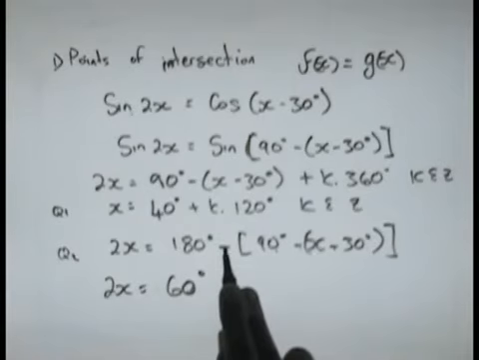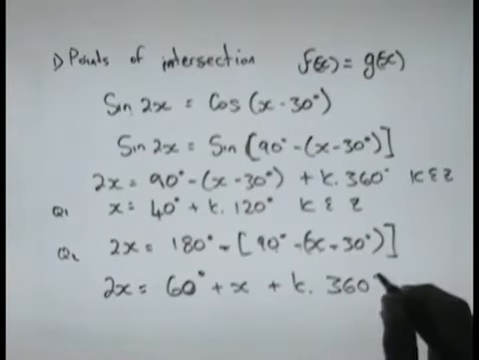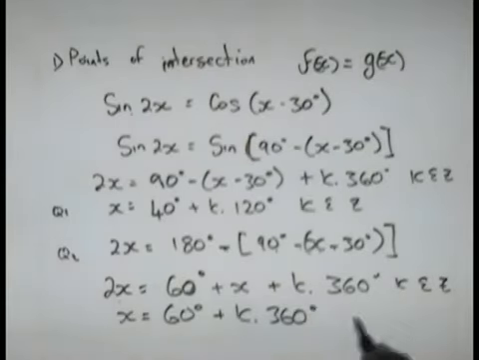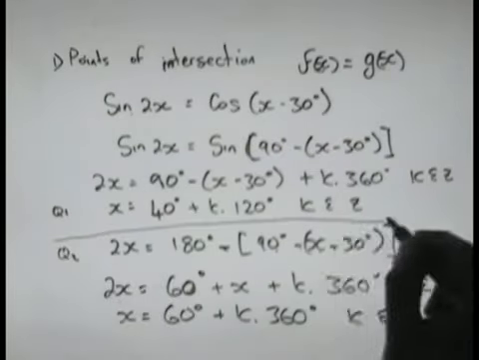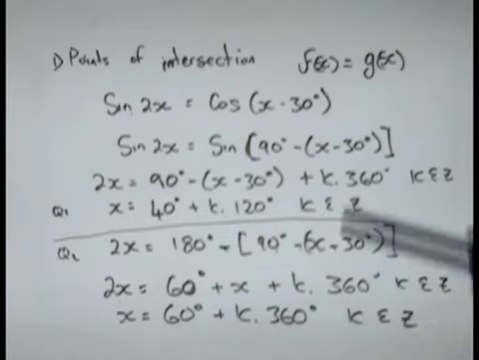Minus x times a minus is going to give me positive x, plus k times 360, again where k is an element of integers. Take the x across, that will be 2x minus x, which is just x, is equal to 60 degrees plus k times 360 degrees, where k is an element of integers. Here are our two possible solutions. Now, remember I said we need to find our points of intersection. Keep these two solutions written down.